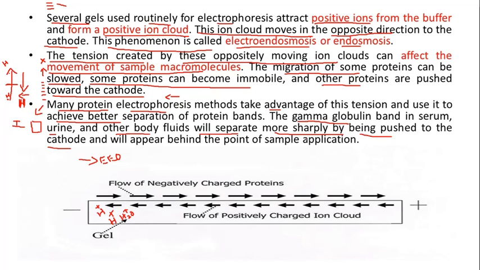This is a good example: the gamma globulin molecules migrate towards the cathode, but usually gamma globulin migrates to the anode, and by electroendosmosis it is oppositely migrated. But at that time we never get a good result. Yes, we never got good results. Please keep in mind this is a very important factor.